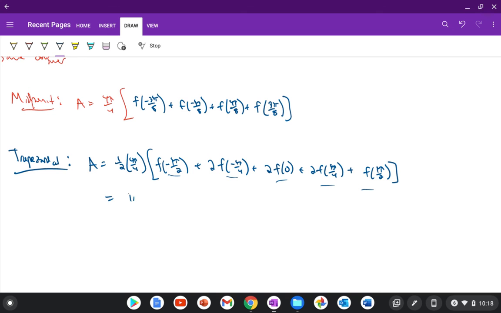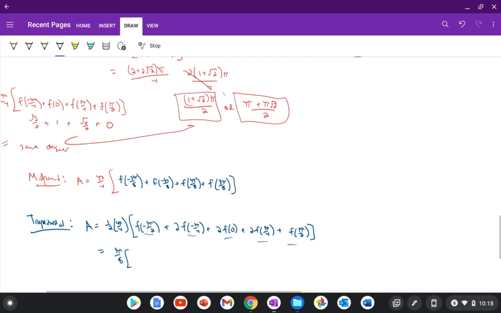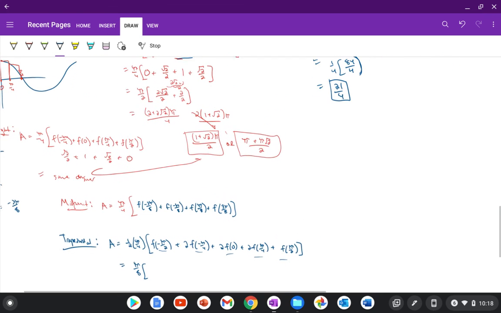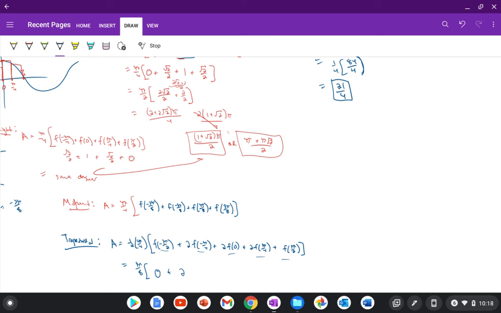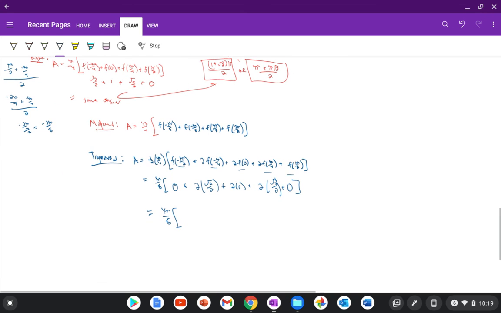So when we evaluate this, it would be pi over 8 on the outside. And you could do all these values just from up here, right? That'd be 0 plus 2 times radical 2 over 2, plus 2 times 1, plus 2 times radical 2 over 2, plus 0. So for that, pi over 8 times, these get canceled, so it just actually ends up being 2 plus radical 2. And I suppose you would simplify it. I think you get the same answer.